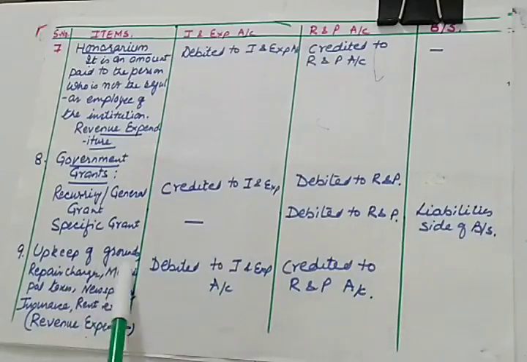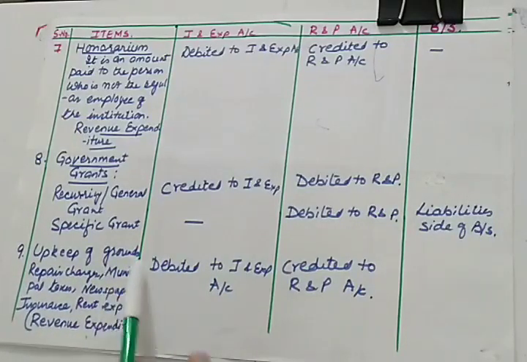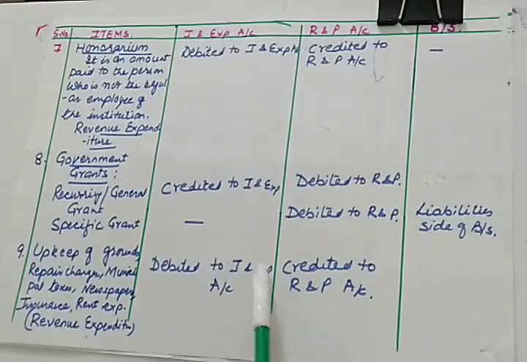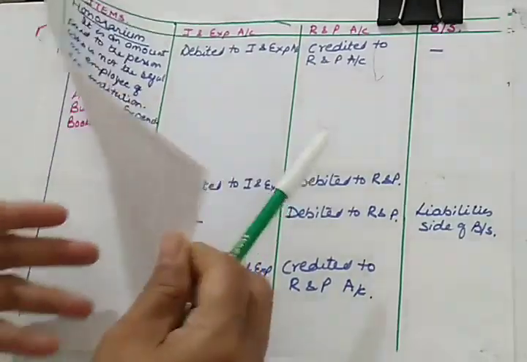Now next is upkeep of ground. Repair charges, municipal taxes, newspaper, insurance, rent. So all these are examples of revenue expenses. So revenue expenses will be debited to income and expenditure account and credited to receipt and payment account. But if some part is outstanding or paid in advance, in that case only that part will be shown in the balance sheet. Otherwise these expenses will not be shown in the balance sheet.